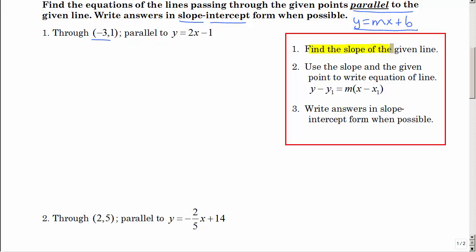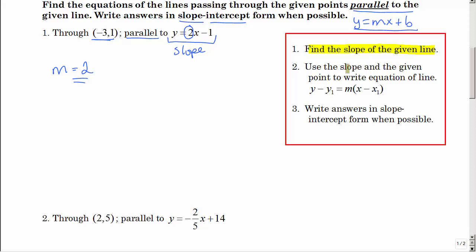We need to find the slope of the given line. Remember, in our last lesson, you always need to know the slope. So let's look at that. If I want a line that passes through the point negative 3, 1 and parallel to this line, then I need to know what the slope is of that line. Well, it's kind of nice. That's in the form y equals mx plus b, so that coefficient of x is my slope. And since it's parallel, I want to use that same slope.